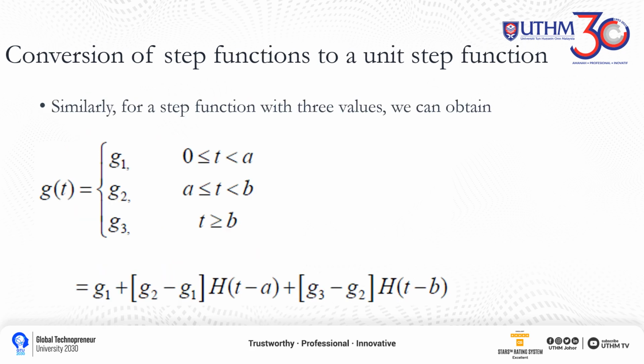Similarly, for a step function with three values, we can obtain g1 for t more than or equal to 0 and less than a, and g2 for t more than or equal to a and less than b, and g3 for t more than or equal to b, where the unit step function we can define as g1 plus g2 minus g1 multiplied with u(t minus a) plus g3 minus g2 multiplied with u(t minus b).